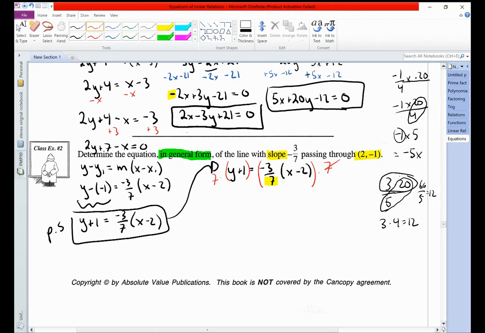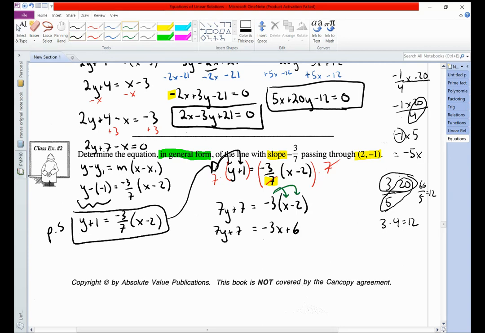7 over 7 cancels on this side. So I'm left with negative 3x minus 2. And on this side, that 7 is going to factor into both of those terms in the brackets. So I'm going to have 7y plus 7. Now I can factor this negative 3 into both of these terms here. This is why we did all of our polynomial distributing stuff. So this side stays 7y plus 7. On the other side, I have negative 3x plus 6.